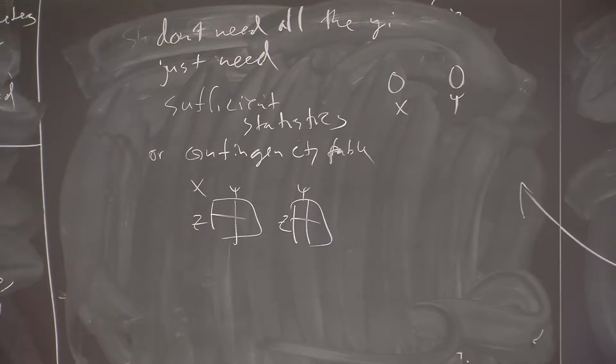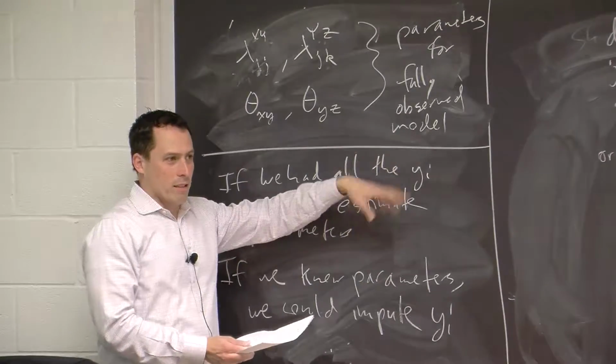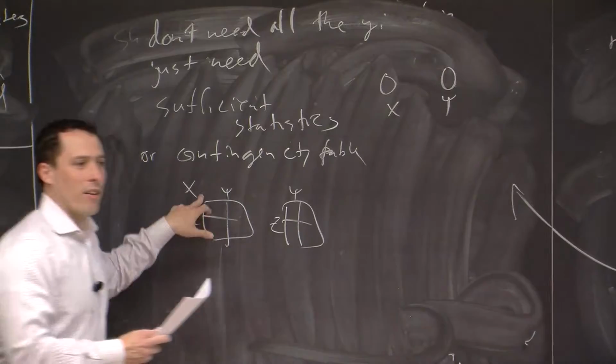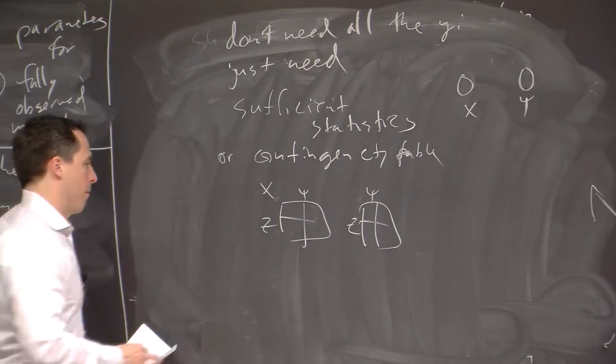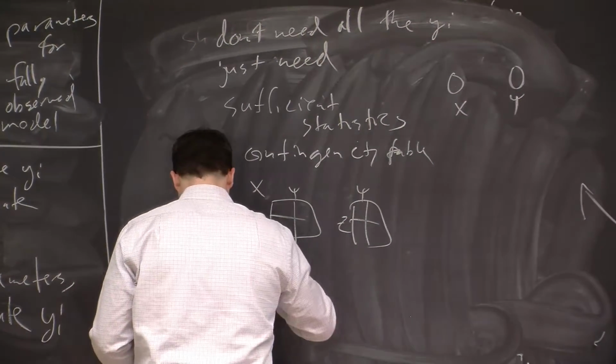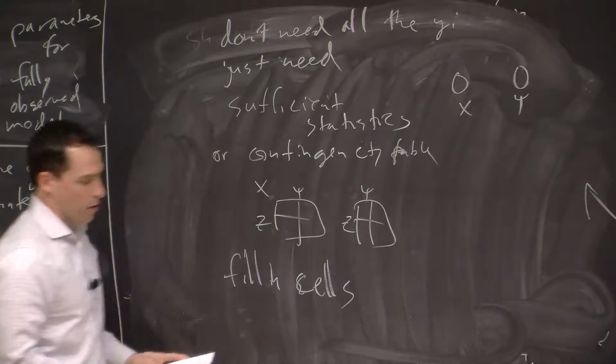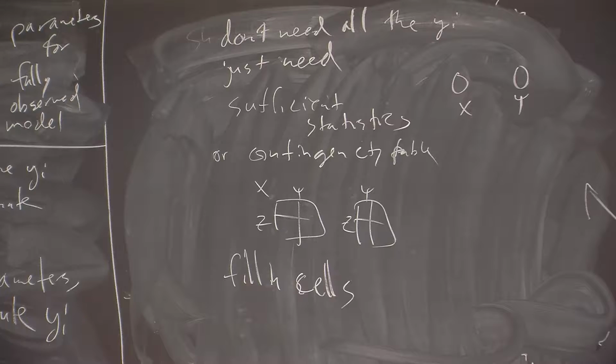Okay, so I don't need to do the thing where I impute all the missing data, because right now we're saying everything is missing for y. I just need to fill in some cells. So I just need to fill in some cell counts.